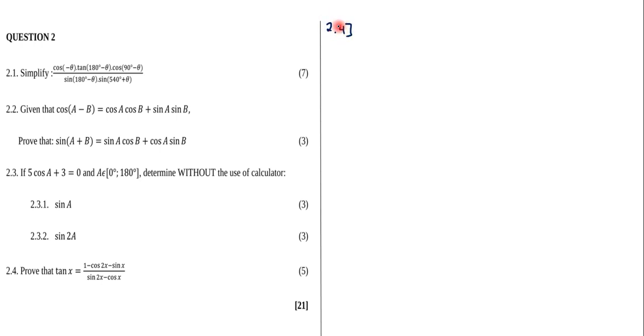2.4 says we need to prove that tan x is equal to (1 minus cos 2x minus sin x) all divided by (sin 2x minus cos x). Now, this is when we're proving identities, right? In order for you to prove identities, you need to first take the expression that still needs to be simplified. According to this, the right hand side is the one that we need to simplify. Now how do we simplify this?